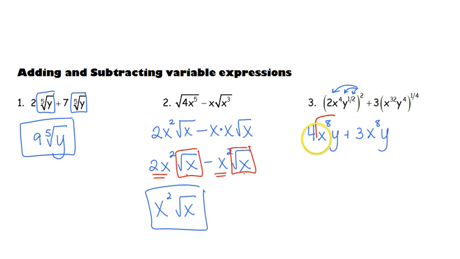Again, when we are adding and subtracting, in this case we are looking at the variables. Same variable, same exponent. 4 plus 3 gives us 7 x to the 8th y.